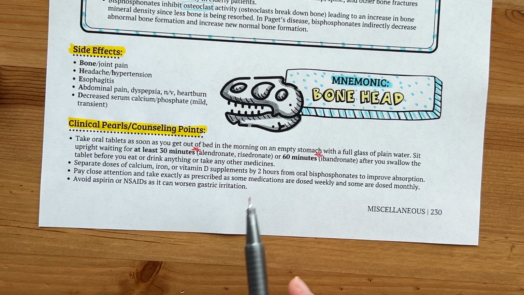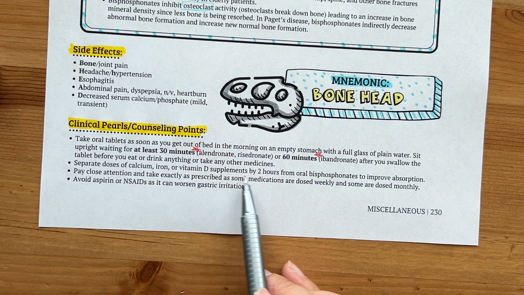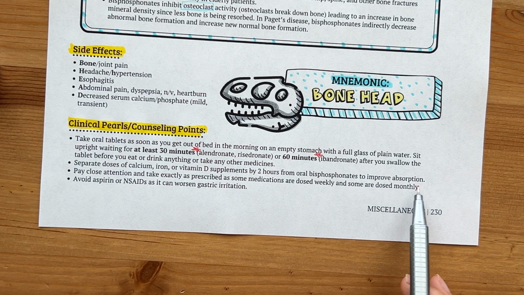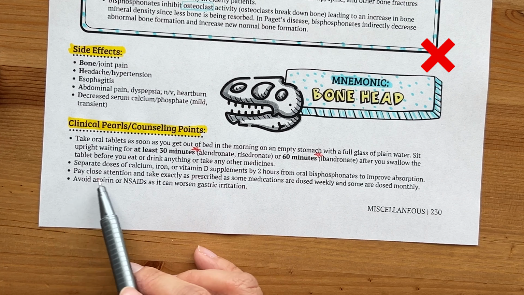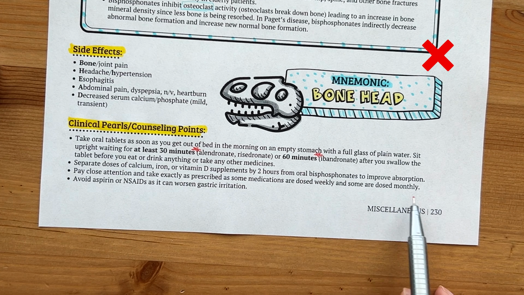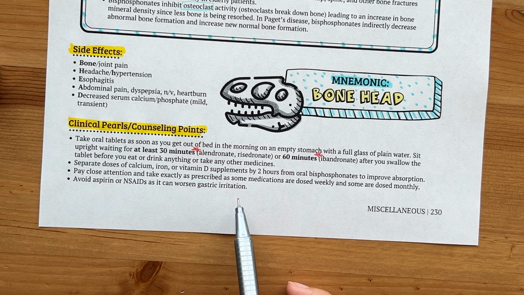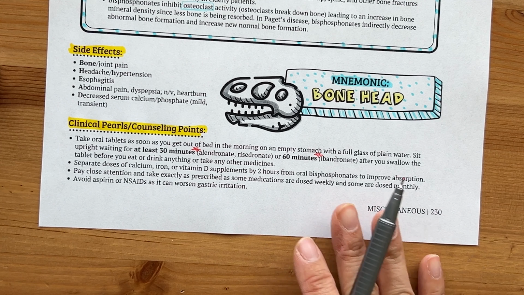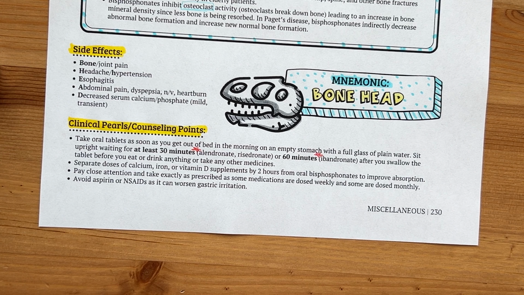To improve absorption, educate patients to take their vitamins with calcium, iron, or vitamin D 2 hours apart from bisphosphonates. Basically, avoid taking bisphosphonates with any divalent cations as they are known to interfere with the absorption of the drug. These medications come in different formulations that are dosed weekly or monthly. Ensure patients pay close attention to the dosing.